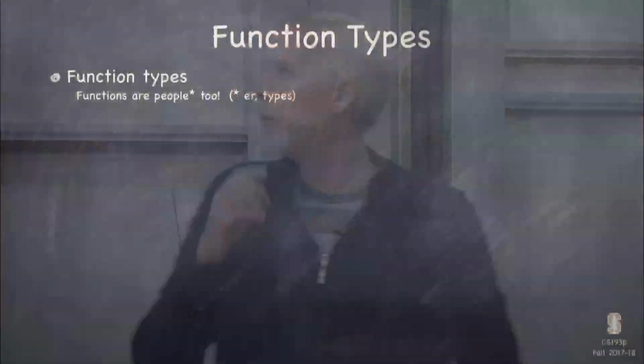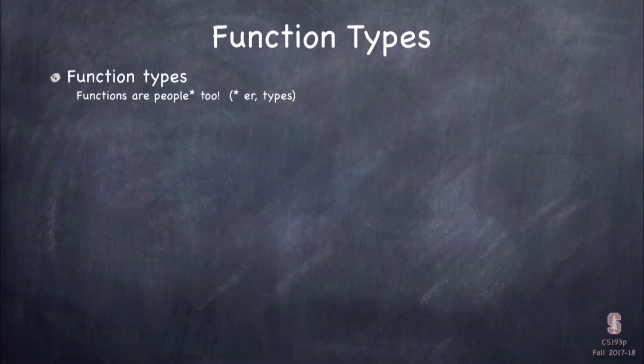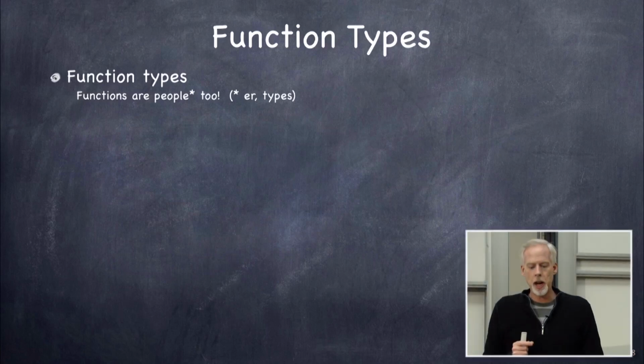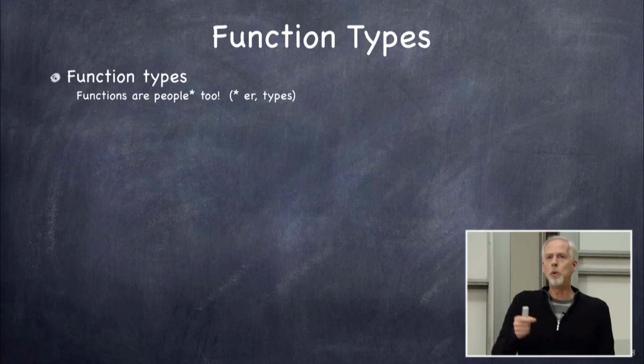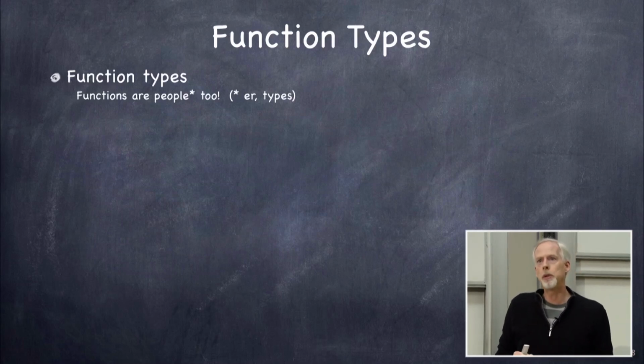All right. Last really, really important thing here, we're going to really rush because we're running out of time. This is very important. This is about functions as types. So I believe the Supreme Court ruled a couple years ago that functions are people too, okay?